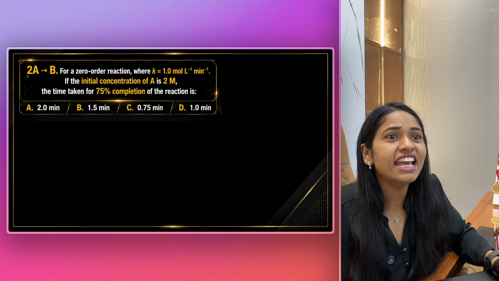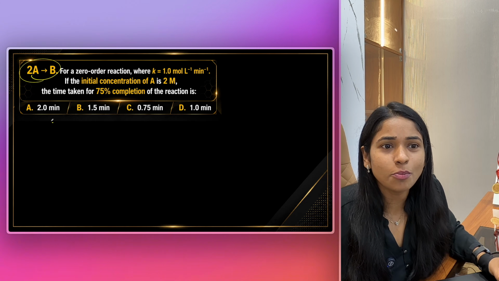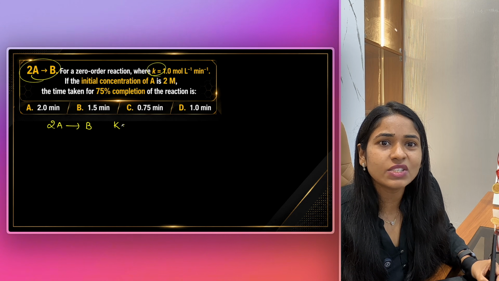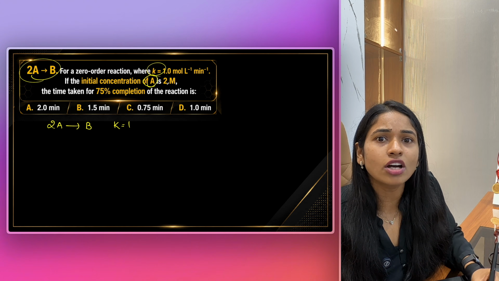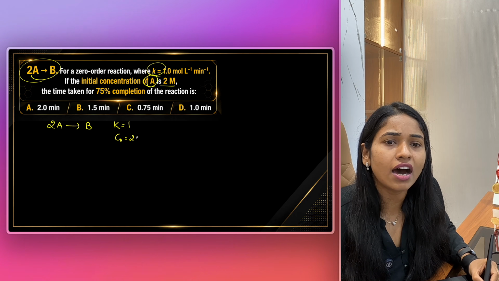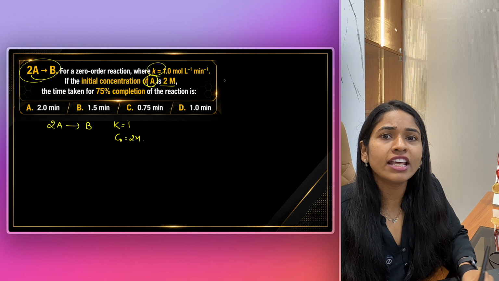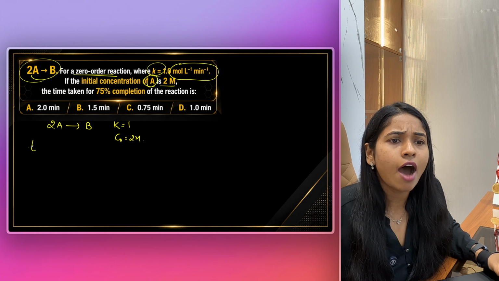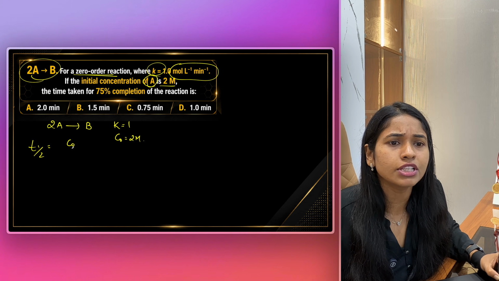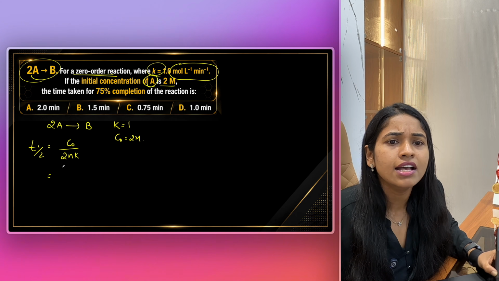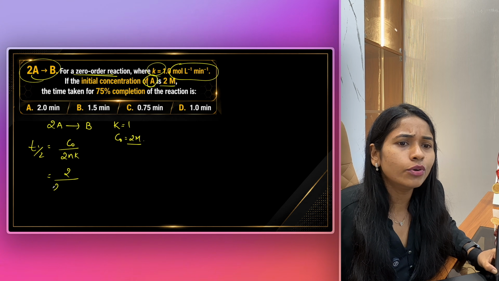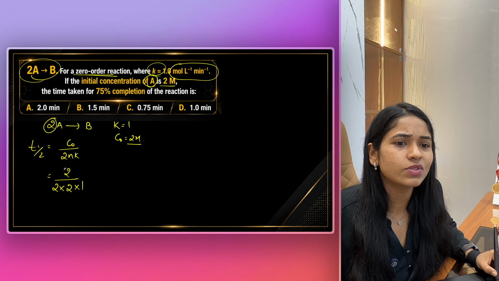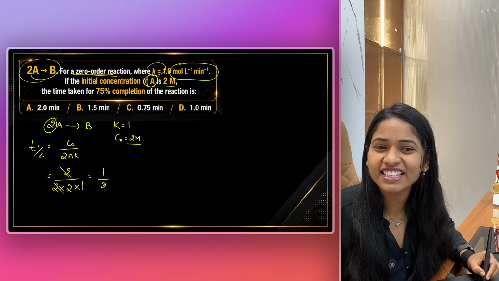Are you ready, everybody? See the reaction: 2A gives rise to B. They have given the K value, K is 1, and the initial concentration C naught is 2 molar. For a zero order reaction you can find it based on the units; here they have mentioned zero order directly. How to find the half-life? Half-life is equal to C naught by 2nk is the formula. C naught is 2, and 2 into n value, what is n value? 2, into k value is 1. 2 cancels. Half-life is 1 by 2.